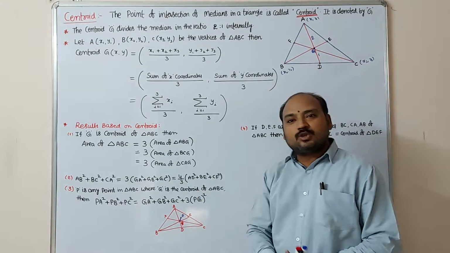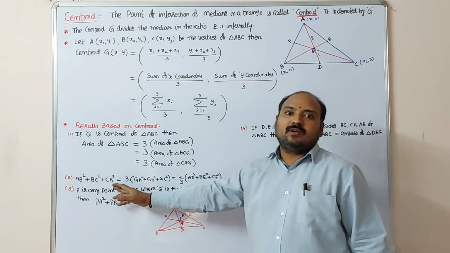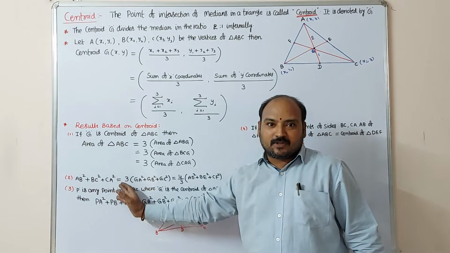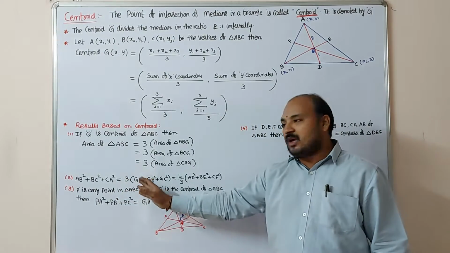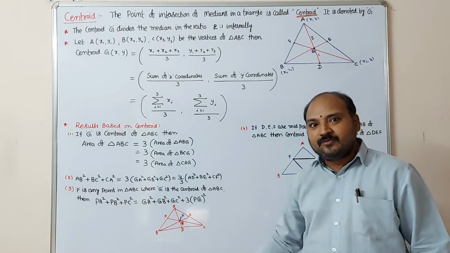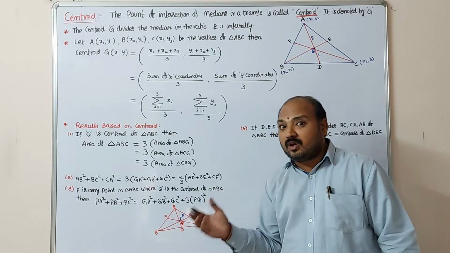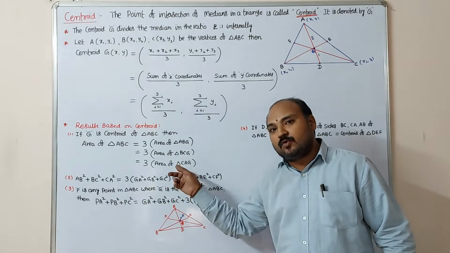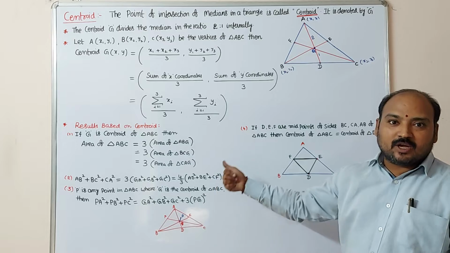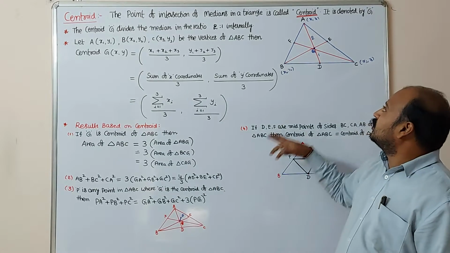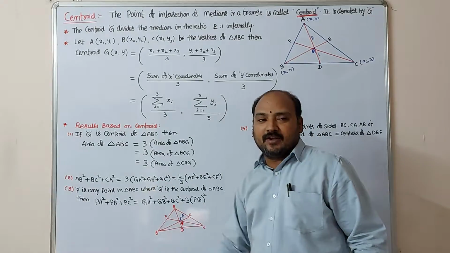So 4 by 3 times the sum of the squares of the medians: AD square plus BE square plus CF square. So the sum of the squares of the sides of triangle ABC, that means AB square plus BC square plus CA square, is equal to 3 times (GA square plus GB square plus GC square), and also equal to 4 by 3 times (AD square plus BE square plus CF square). This is related to medians and sides including the centroid.